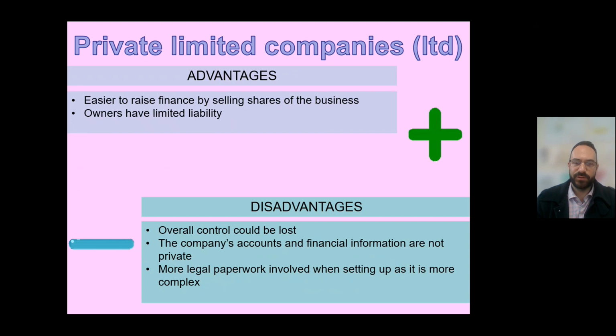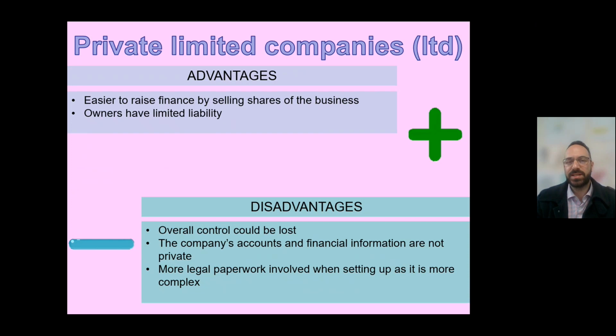The company's accounts and financial information are not private. So although it's called a private limited company, what we mean by that is all shareholders need access to the company's financial information. So everyone is obligated. So you have to make that information available for anyone who owns a share in the business, whether they own 0.5%, whether they own 10%, they all get access to that financial information.